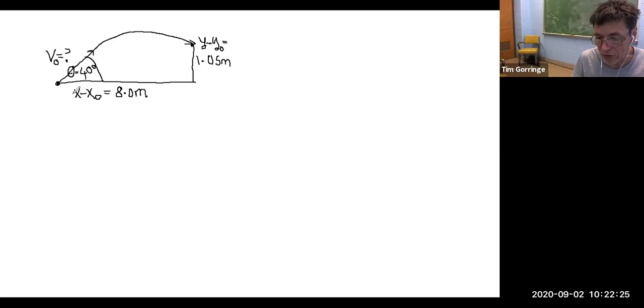So I've called that horizontal displacement, x minus x naught, the difference between the final and initial horizontal positions. I've called the vertical displacement, y minus y naught, the difference between the final and initial vertical positions. And then I've marked over here on the left-hand side the angle at which the shot was made, 40 degrees, we know that. The speed at which the shot was made, we're going to figure that out. And so that's our task here.